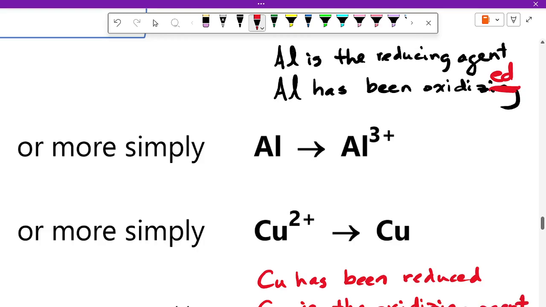In order to make the charge equal on both sides, would we add electrons in the aluminum reaction? Would we add electrons to the left or to the right? We would have to add them to the right because you can only bring a more positive charge down by adding electrons. So yeah, we have to add the electrons over here. How many? 3.